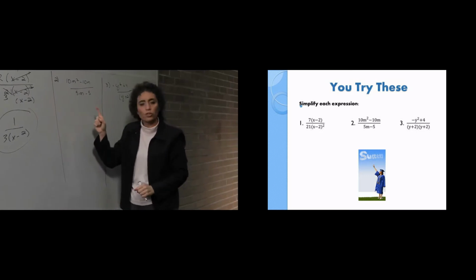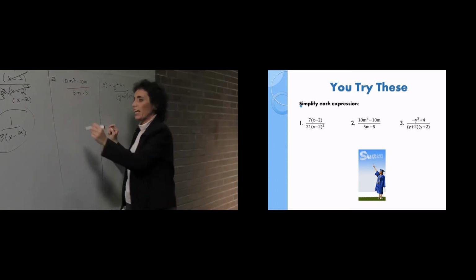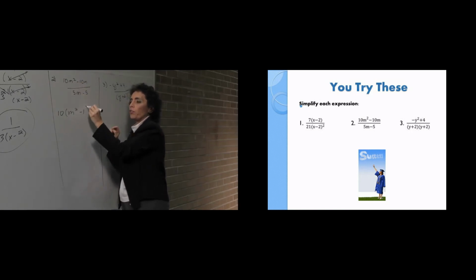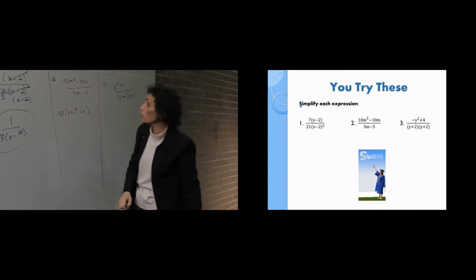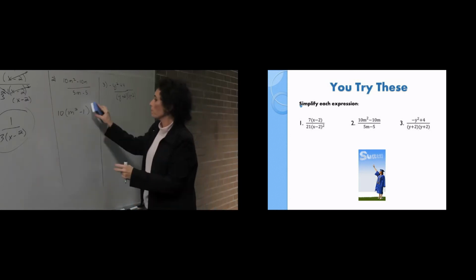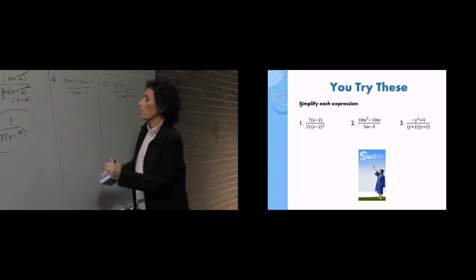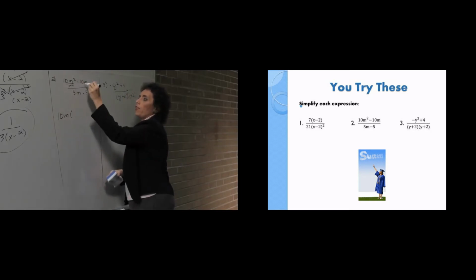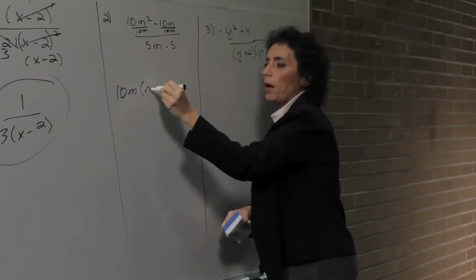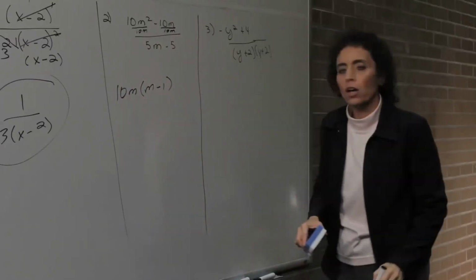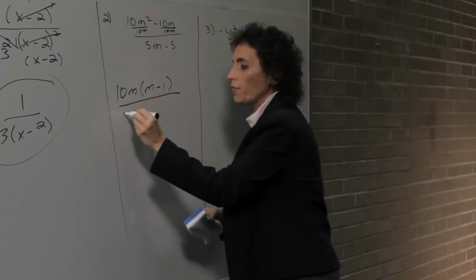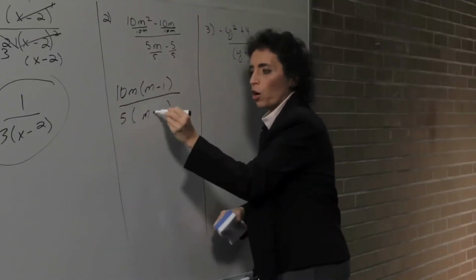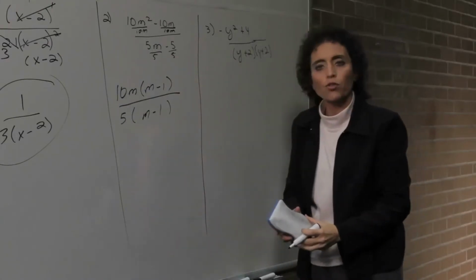Okay, let's take a look at this. Here, remember our first step is GCF. There is a GCF. It's 10. Actually, it's 10m. I apologize. Let's try that again. It's 10m. If we divide this by 10m and this by 10m, we get m minus 1. Okay? On the bottom, we have a GCF. It's 5. If we divide them both by 5, we get m minus 1. Oh, how convenient. Okay? Now we can reduce.